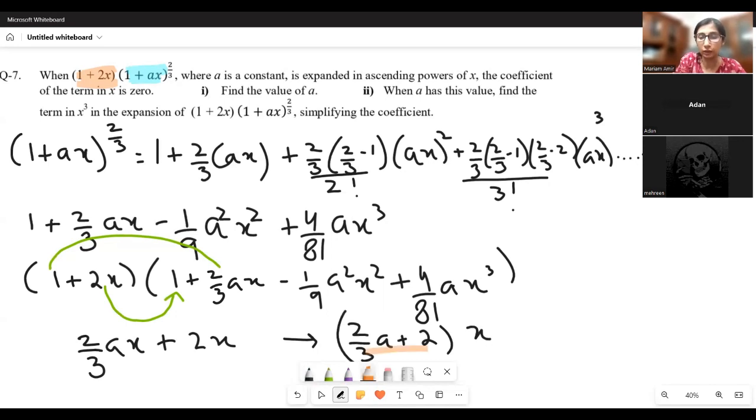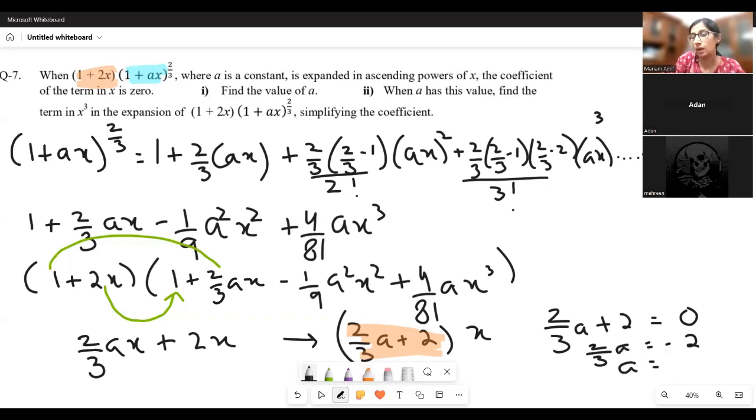So now you can equate this to 0 because they said that the coefficient of the term in x is 0. So 2 by 3a plus 2 is equal to 0. That gives us 2 by 3a equals minus 2, and that gives us a equals minus 6 upon 2, which is minus 3, which is the correct answer. So a is minus 3.